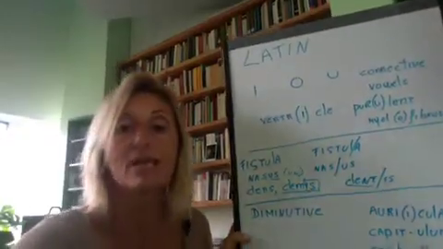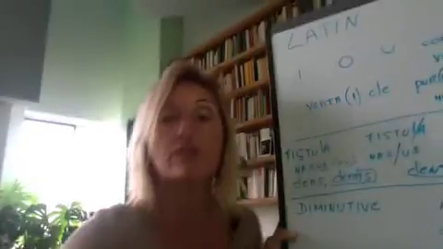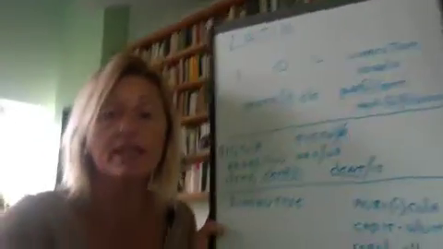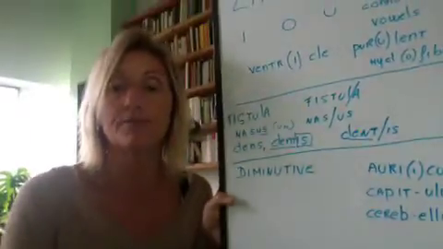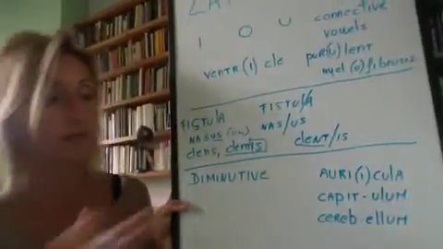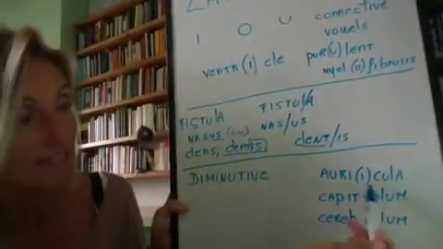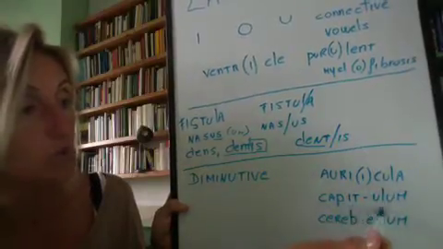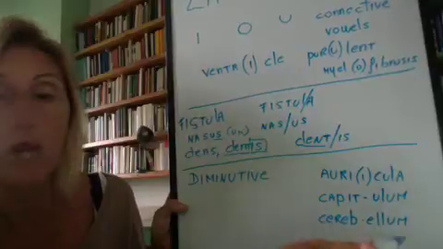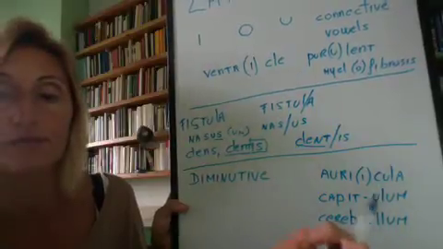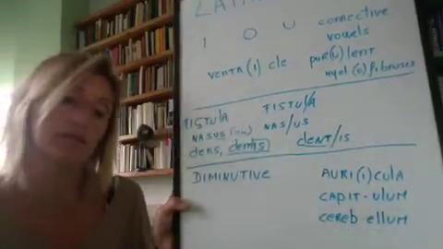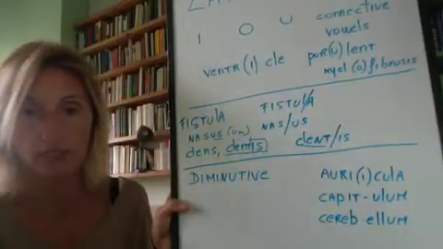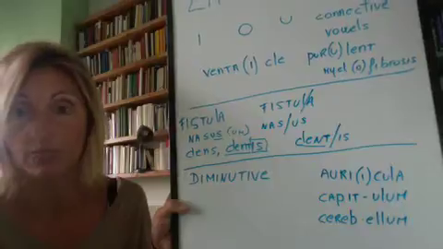In Latin, there are also a series of diminutives, so words that indicate little things and are usually identifiable with an L in the endings, so auricula, capitulum, cerebellum. Okay, these are diminutives, but these are things that you will read in chapter 8, and we can talk about it if you have questions.